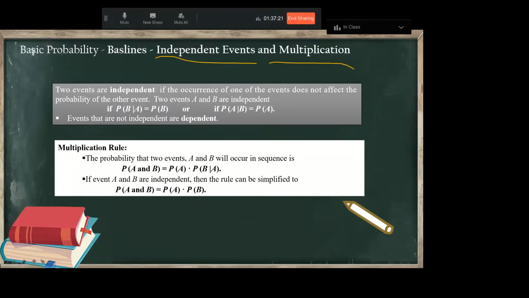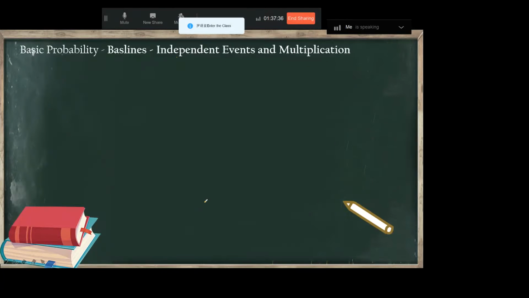So you understand this. They are dependent if there is something in common, and independent if not. Then this rule can be simplified to probability of A times probability of B, because the probability of B given A is equal to probability of B, since there is nothing common. We already have learned this.